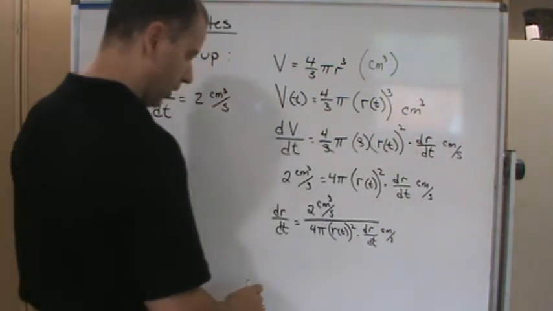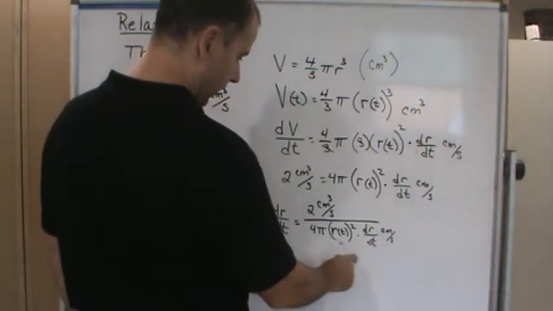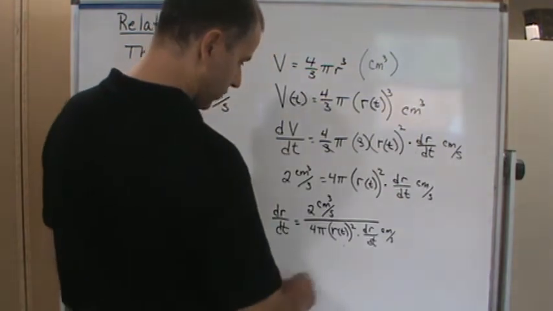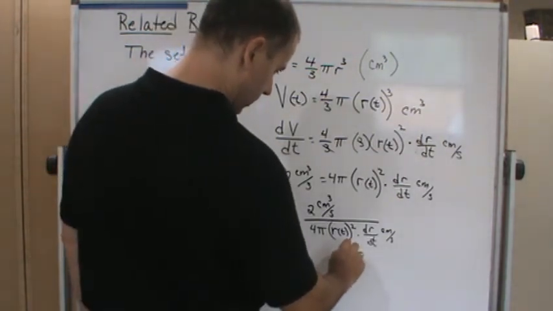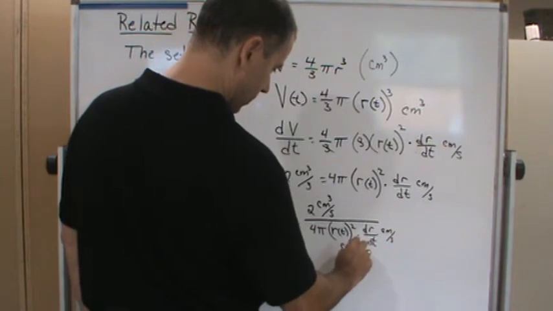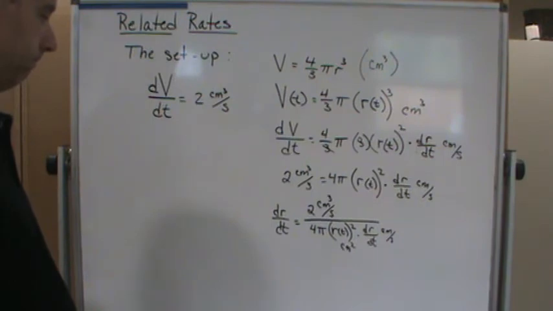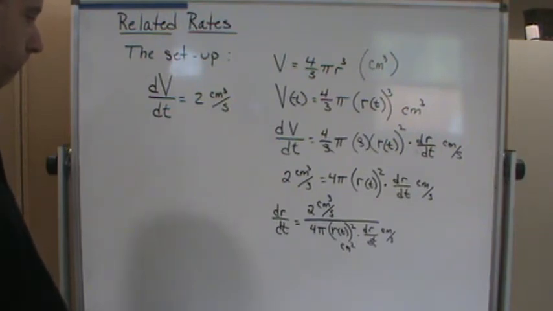Centimeters per second. And of course, if we want to put the units here, oh no, that's a radius. So this is going to be centimeters squared, right? Because it's a radius at time t, so that's going to be centimeters, and then we're squaring it, so it's going to be centimeters squared.